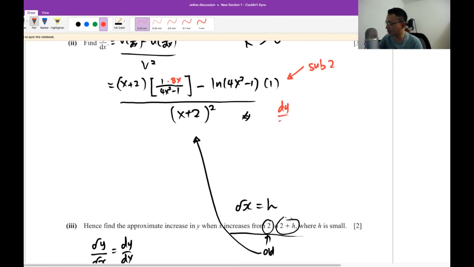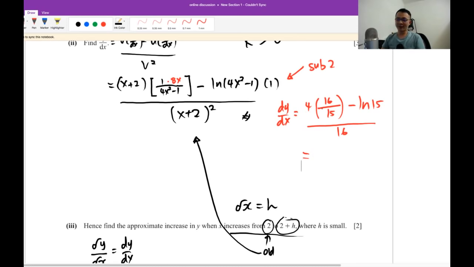So my dy dx will equal, sub the 2 here, 2 plus 2, 4. This one will be 16 over, this is 4 times 16 minus 1, which is 15, minus ln, this one will be 4 times 16 minus 1, 15, over 4 times 16. Alright, you just type the calculator for this one. And I actually need to take my calculator. Wait for a while.